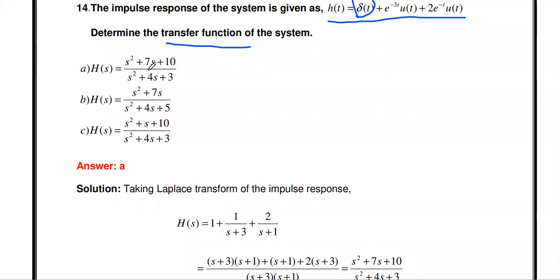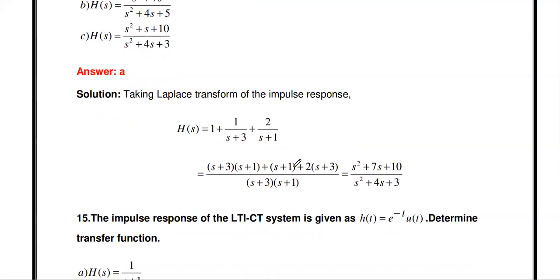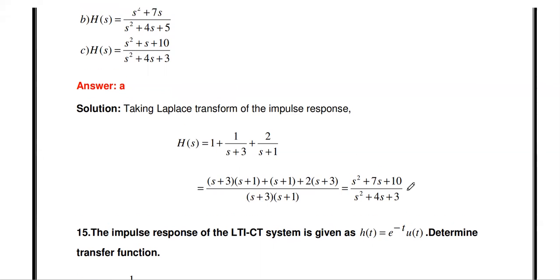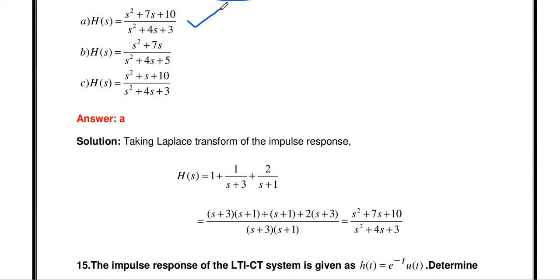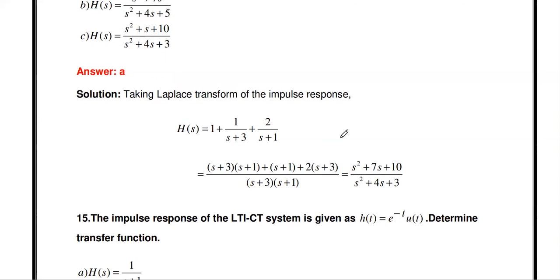Here the answer is given in a reduced structure, so you may take the LCM for these three parts. Take LCM s plus 3, s plus 1. Then we have s plus 3, s plus 1 plus s plus 1 plus 2 into s plus 3. Multiply these parts: in the denominator we get s squared plus 4s plus 3. Similarly, simplify the numerator and we get s squared plus 7s plus 10 divided by this. Verify which option is correct: A is correct, s squared plus 7s plus 10 by s squared plus 4s plus 3. This is one way the question can be asked: impulse response given, find the transfer function. Or inversely, the transfer function is given and you find the impulse response. It is also one of the 2 mark questions.